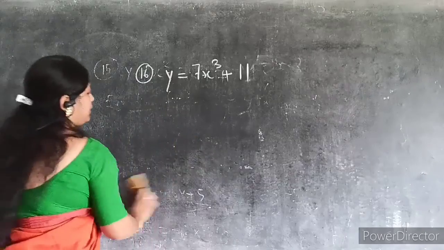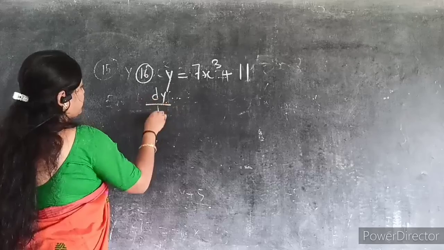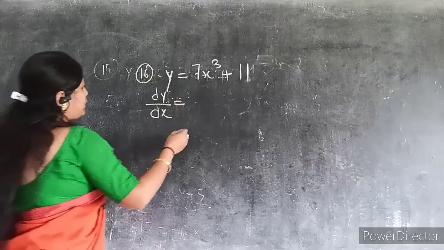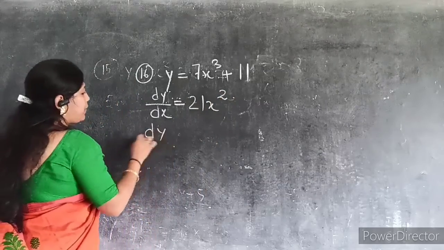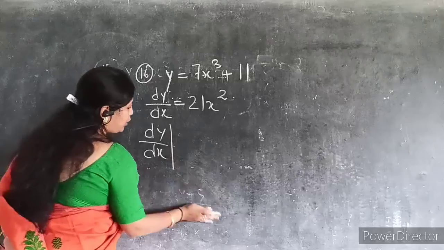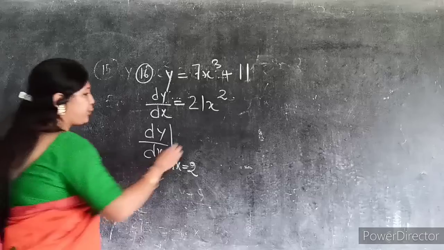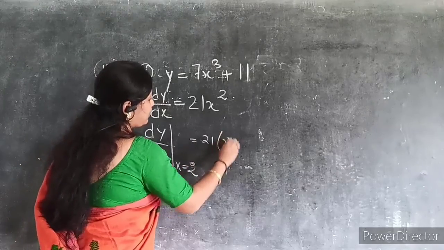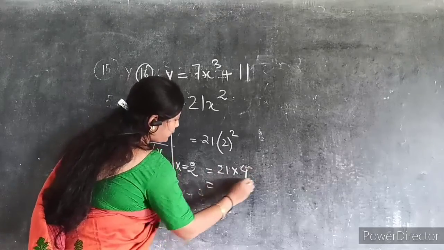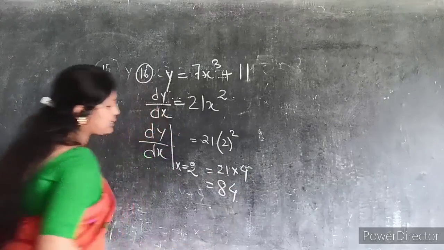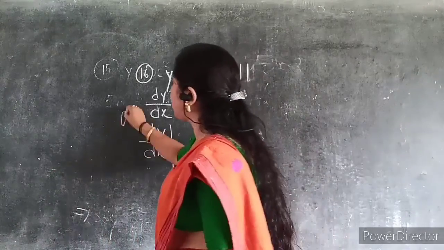So first let us find what? dy by dx or f dash x. So dy by dx is given equal to 21x squared. You have to show at x equal to how much? 2. So 21 into 2 squared, that's equal to 21 into 4, slope we are getting 84. Okay. This is the part A.